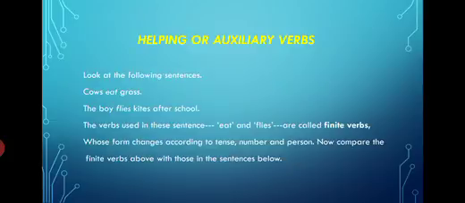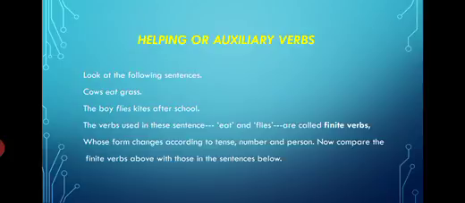Now let us discuss the helping or auxiliary verbs. These we can call auxiliary verbs or helping verbs. Look at the following sentences. Here, cows eat grass. The boy flies kites after school. The verbs used in these sentences, eat and flies, are called finite verbs, whose form changes according to tense, number, and person.